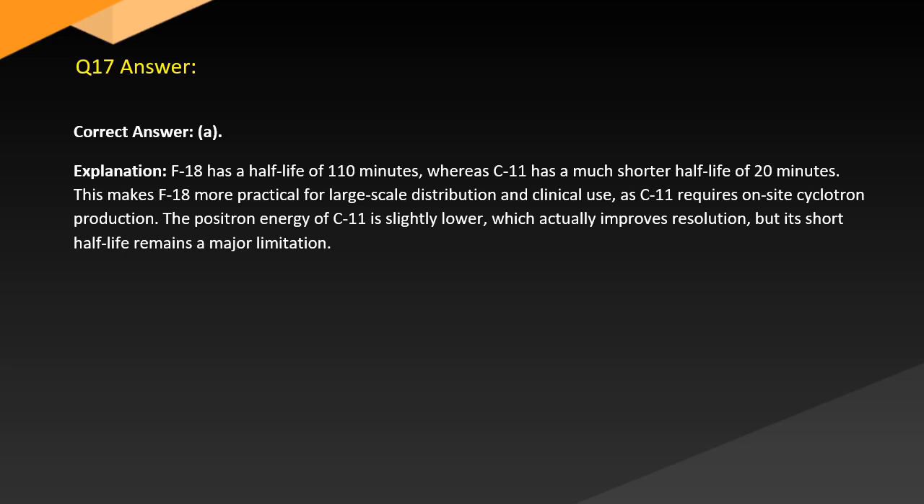Answer. Correct answer: A. Explanation. F-18 has a half-life of 110 minutes, whereas C-11 has a much shorter half-life of 20 minutes. This makes F-18 more practical for large-scale distribution and clinical use, as C-11 requires on-site cyclotron production. The positron energy of C-11 is slightly lower, which actually improves resolution, but its short half-life remains a major limitation.